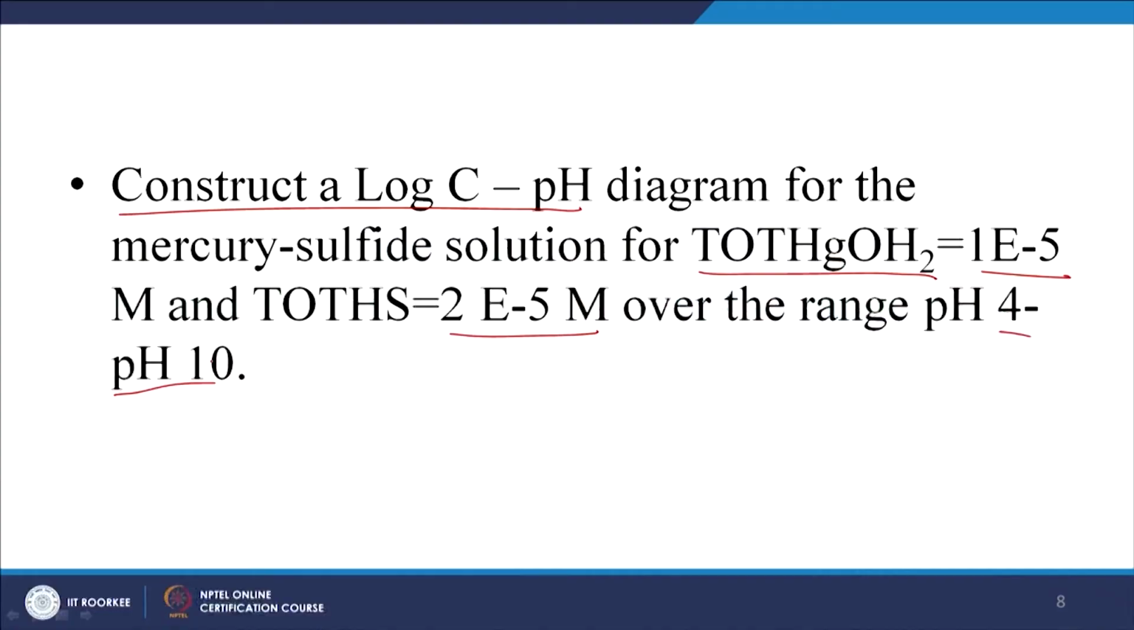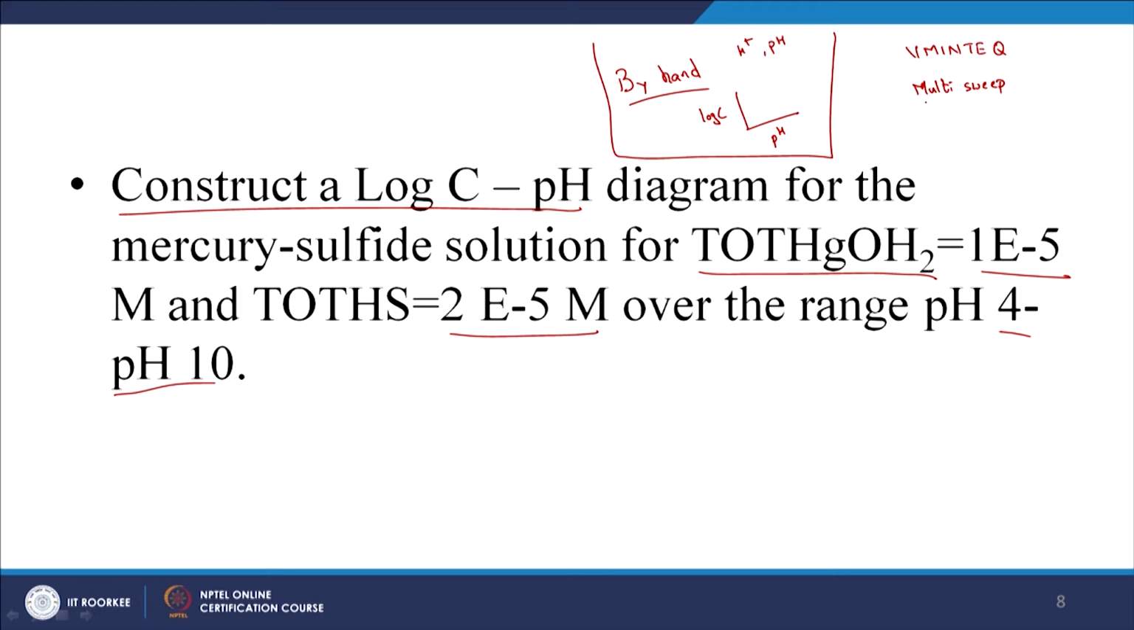And how do you get the pH graph though? You know that multi-sweep allows you to change one parameter, and in this case, we are going to change pH. So rather than doing it by hand, at each H plus concentration or at each pH, we need to solve for it, and then develop the graph with log C here and pH here. But as we just looked at, that takes remarkable time. So what are we going to do? We are going to use VMinteq and the multi-sweep option here.